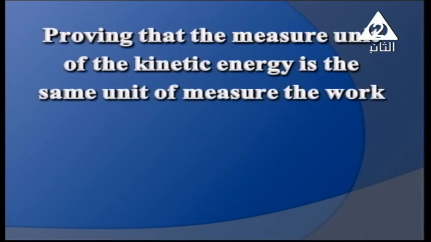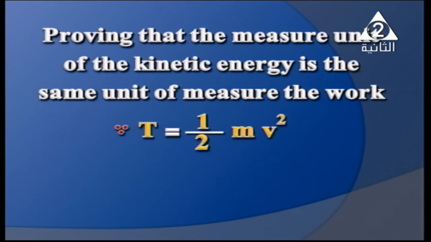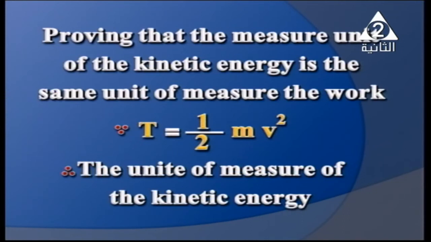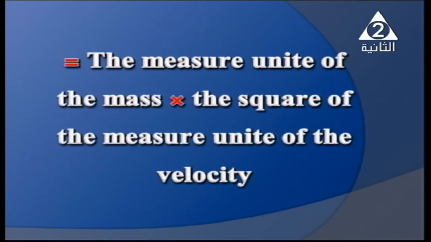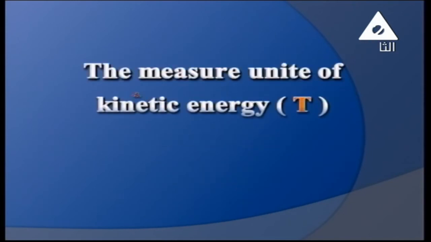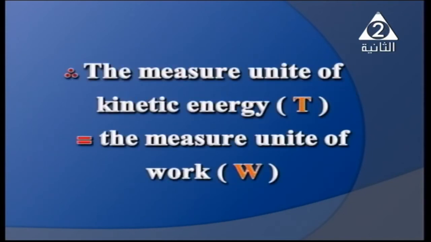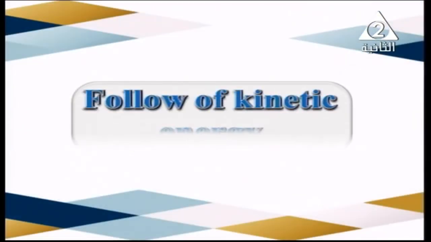Proving that the measure unit of kinetic energy is the same as the unit of measure of work. Since T equals half m v square, the unit of measure of kinetic energy equals the measure unit of the mass times the squared unit of the velocity. The measure unit of kinetic energy T equals the measure unit of work.